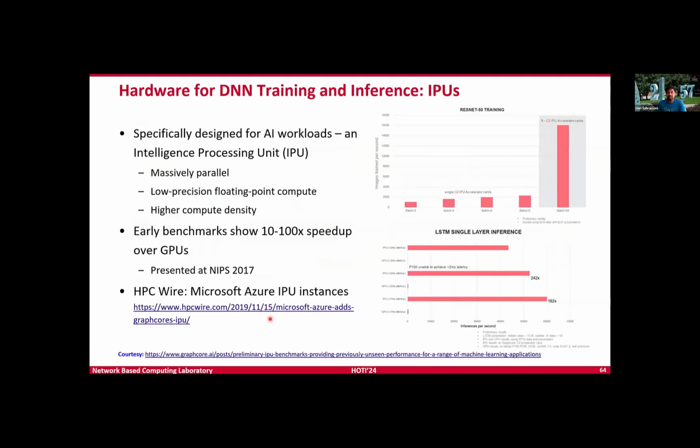Now, this is not the only hardware out there. You have what are called intelligence processing units from a company called GraphCore. So all of these systems have good hardware available for deep learning training as well as inference. And they also have an associated software stack for users to utilize this hardware. Now, these systems are available on Microsoft Azure as IPU instances, and you can rent them if you want to.